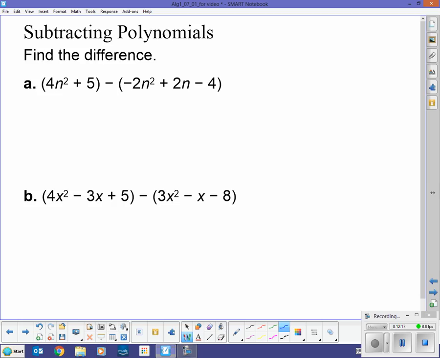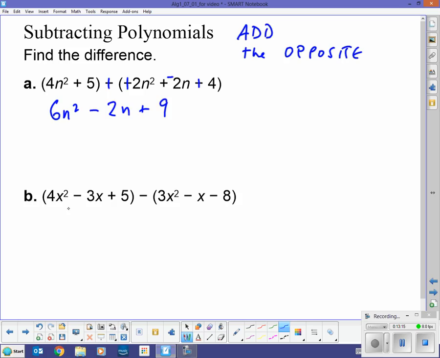Just like when we do integers, we want to think of adding the opposite. So the first polynomial stays the same. The second one, the operation then becomes addition. We're going to add the opposite. So what's the opposite of negative 2n squared? That's positive 2n squared. The opposite of 2n would be negative 2n. And the opposite of negative 4 would be positive 4. Okay? We're going to add the opposite. So 4n squared plus 2n squared, 6n squared. Now there's no n over here, but this one has an n term, so negative 2n is minus 2n. And then I've got 5 plus 4, and that's going to be 9. So that one is done just like that.